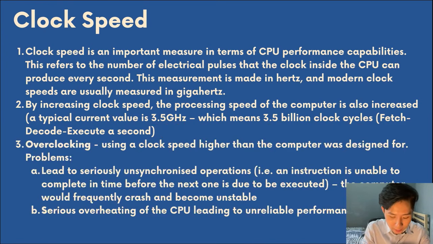One term we need to look into is overclocking, in which the computer uses a clock speed higher than the computer was designed for. The problem with this is that it will lead to seriously unsynchronized operations, which means an instruction is unable to complete in time before the next one is to be executed. This would cause the computer to crash. The other problem is that overheating of the CPU will happen. So here are some of the disadvantages of overclocking your computer.